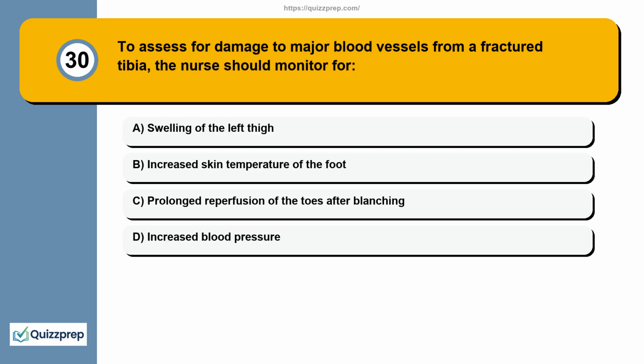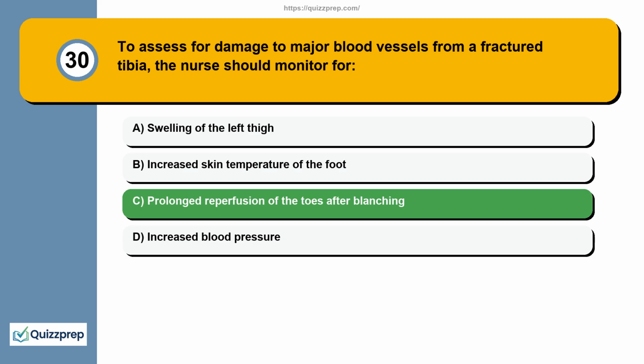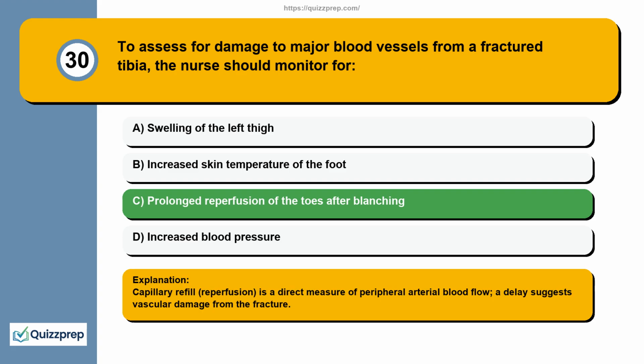Question 30. To assess for damage to major blood vessels from a fractured tibia, the nurse should monitor for swelling of the left thigh, increased skin temperature of the foot, prolonged reperfusion of the toes after blanching, increased blood pressure. Capillary refill, reperfusion, is a direct measure of peripheral arterial blood flow. A delay suggests vascular damage from the fracture.